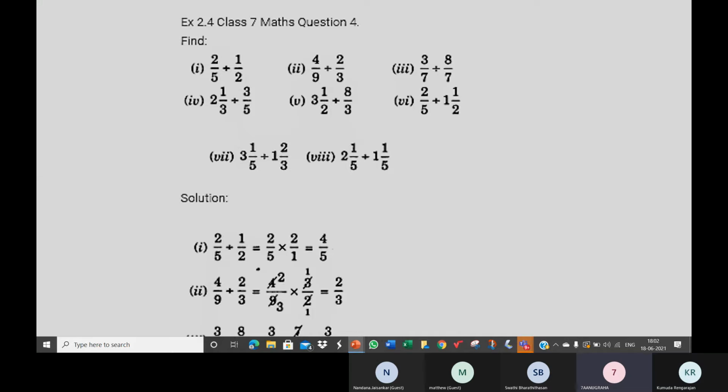Ma'am, we have to write the reciprocal. In order to divide, we multiply by the reciprocal of the second fraction. Yes, ma'am. Into 3 by 5.